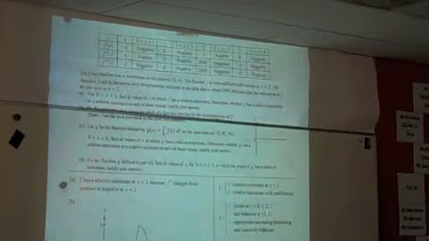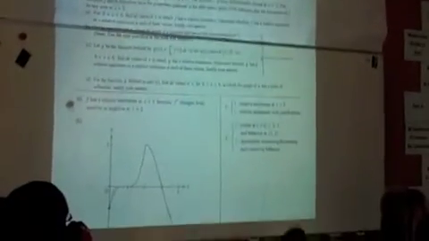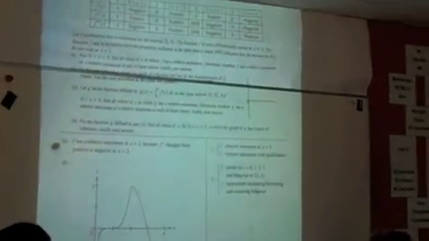Why wouldn't x equals 0 be a relative min? Look at the graph. Oh. Isn't it like a... Oh.